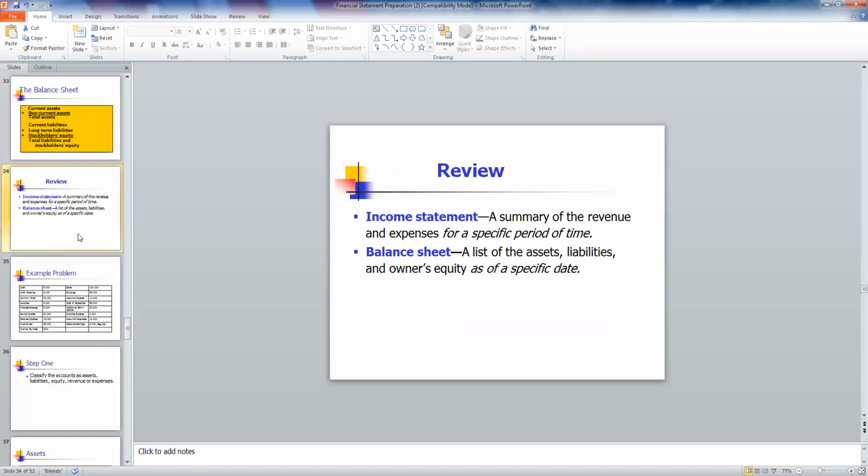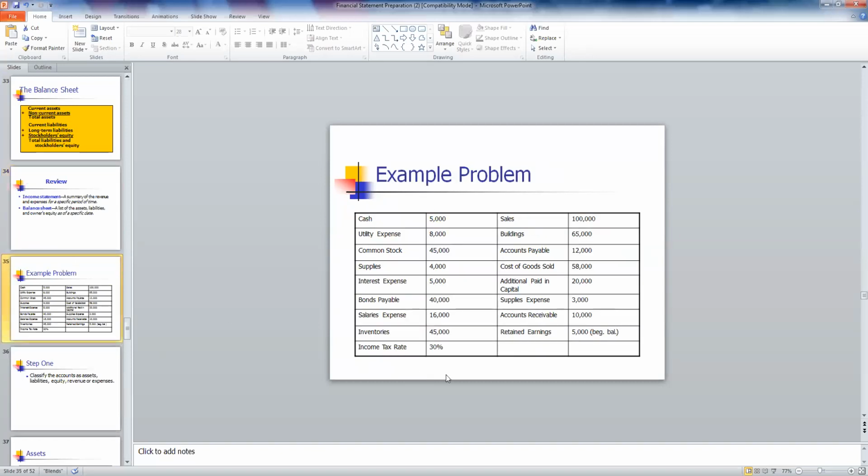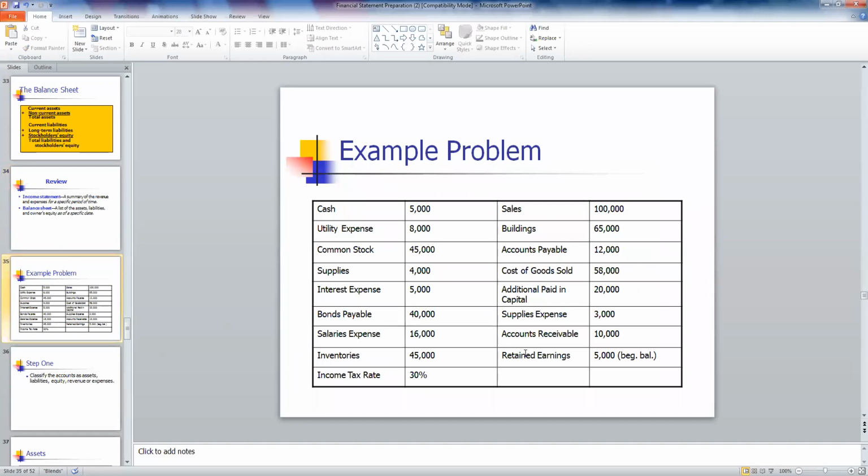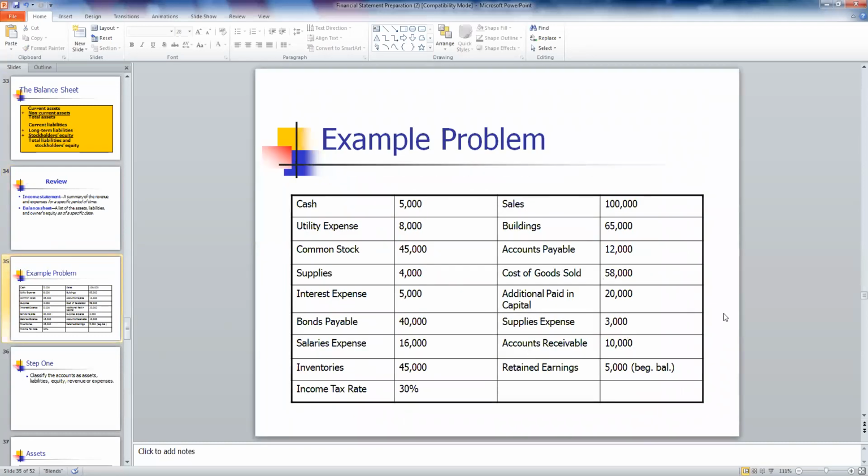So here's a brief review. If you look at this problem here, what we'll be working on over the next couple of weeks is for you to be able to look at this and know what goes to the income statement and what goes to the balance sheet. Right now, for this week, we're going to focus on just the income statement. There are certain things on the sheet that go to the income statement, and the rest will actually go to the balance sheet. So let's take a look.